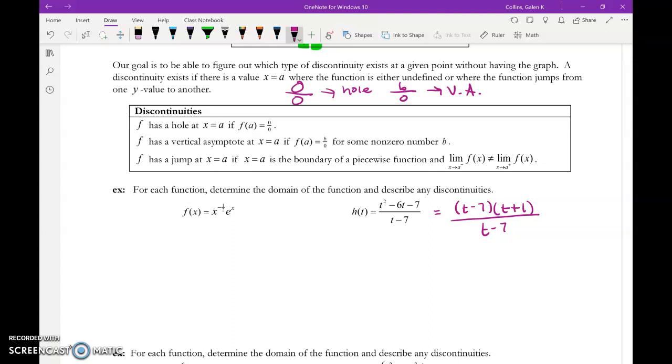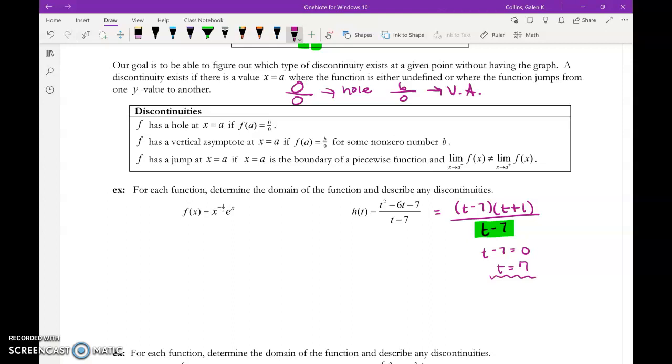So this is a rational function, and the domain of this would be all real numbers, except we do have a discontinuity. If I remember from our earlier days of class, if I have a 0 in my denominator, that's going to cause a discontinuity. So I know that if t minus 7 equals 0, that happens at the value t equals 7. So at t equals 7, there's something going on here.